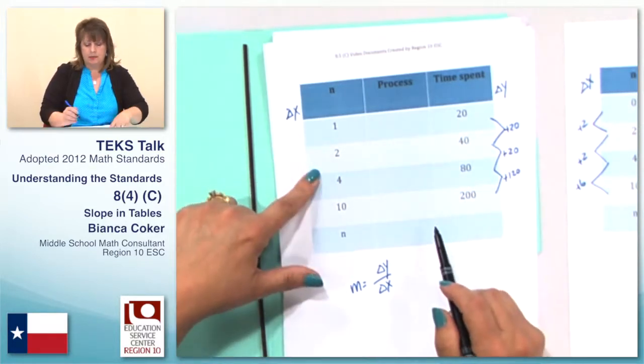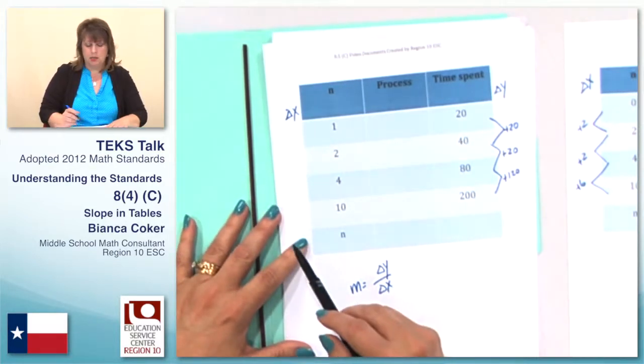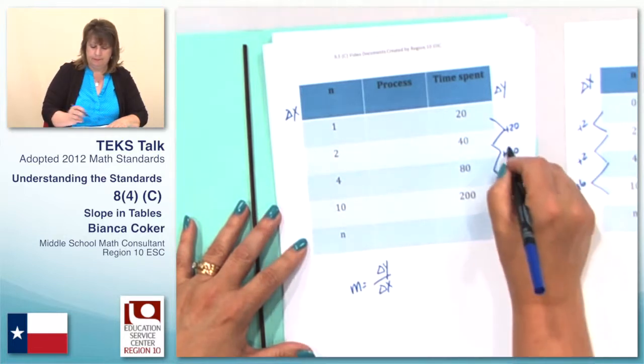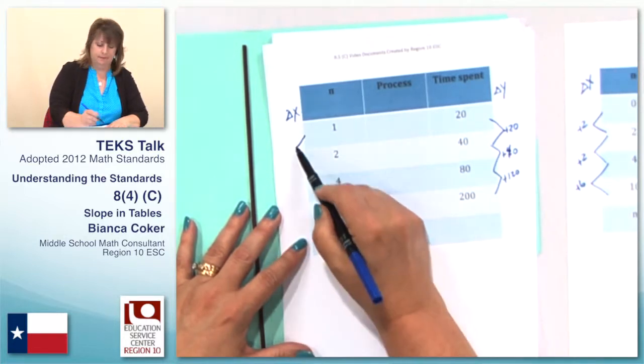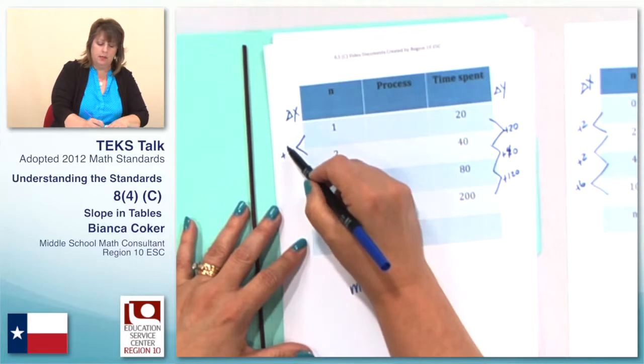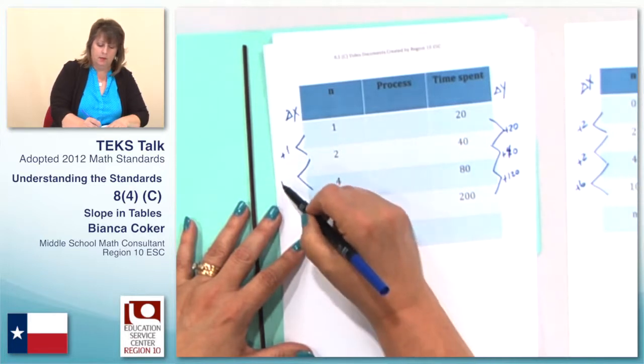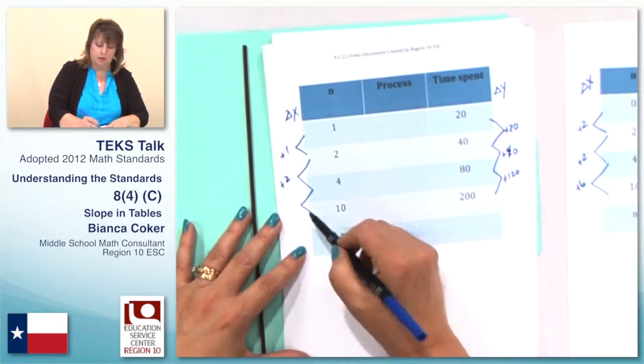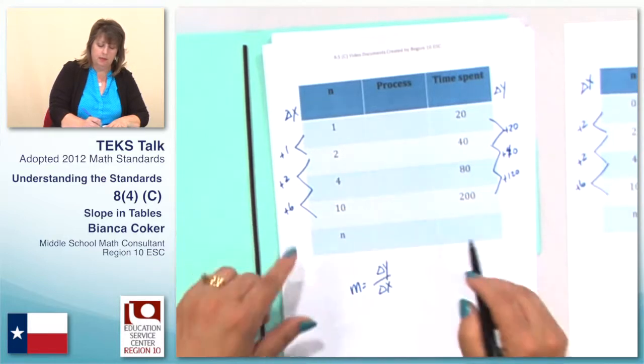We aren't done yet because we need to check our changes over here. Oh, I see. Change 40. From 1 to 2, plus 1. From 2 to 4, plus 2. From 4 to 10, plus 6.